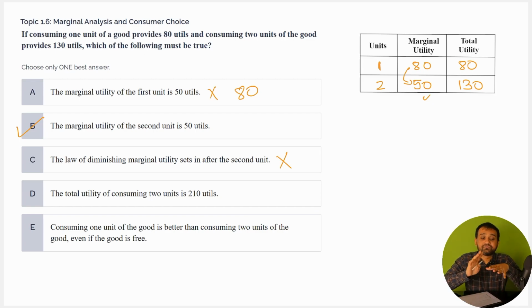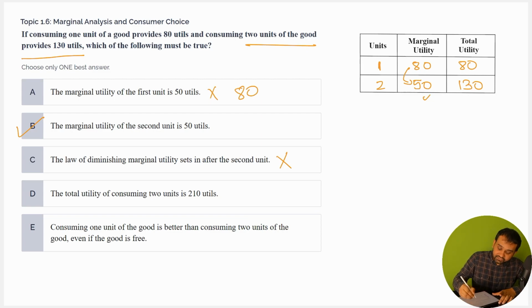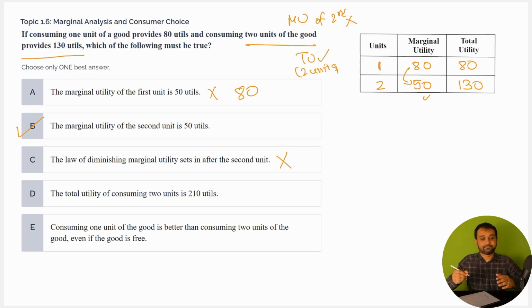Option D, the total utility of consuming 2 units is 210 utils. You may think that is correct if you didn't understand this line. It didn't say that consuming the second unit gives you 130 utils. It told you that consuming 2 units of the good gave you 130 utils. So if by chance you thought this was the marginal utility of the second one, which is incorrect, then you would be tempted to answer D, but that is not the right answer, because this is referring to total utility of 2 units.